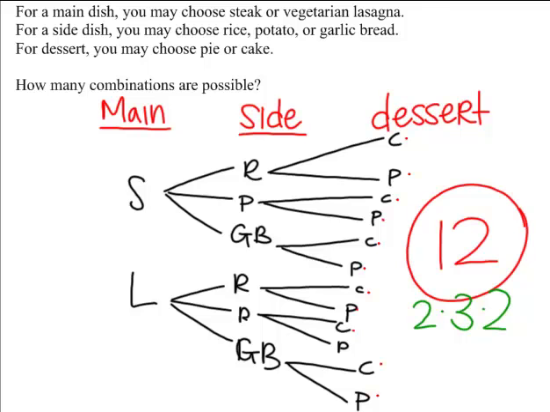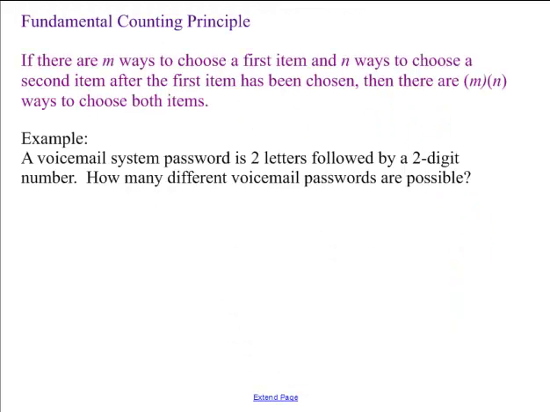There's actually a rule that states this because mathematicians don't sit around making diagram tree things all the time. It says if there are m ways to choose a first item and n ways to choose a second item, then there are m times n ways to choose both. This is called the fundamental counting principle, which says all we need to do is just multiply our number of choices together.